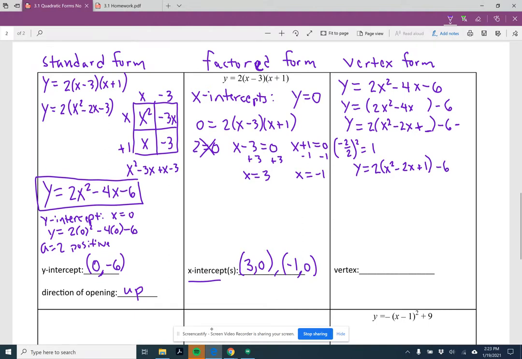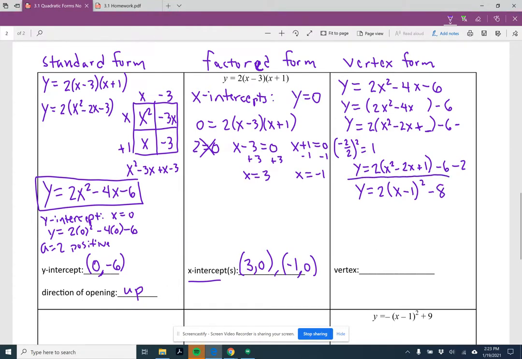It looks like we just added 1, but we really added 2 because 2 times 1 is 2. See that right there? 2 times 1 is 2. So to adjust for that, we're going to subtract the 2 back away. We're now going to write our trinomial as a binomial squared. Remember, it's always x and then b over 2. So our b over 2 was -1.